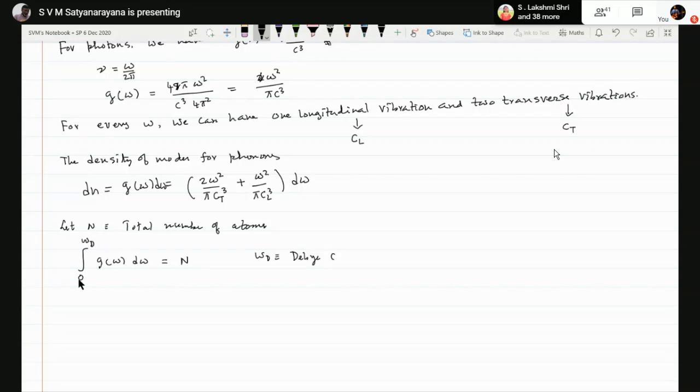Excuse me, sir. Yes. Sir, in case of photons, you have taken two states of polarization, right? Correct. But in case of phonons, you are taking two transverse and one longitudinal. So how will you discriminate this? How will you understand these photon and phonon cases?